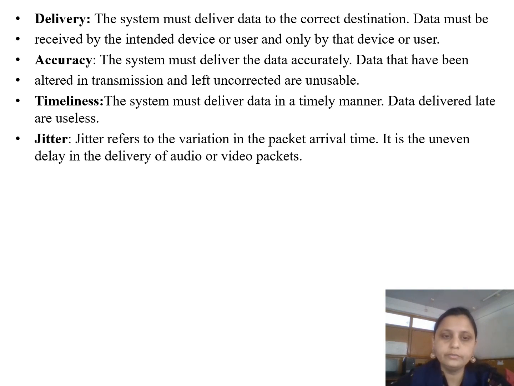And next term is jitter. It is very important. Jitter refers to variation in the packet arrival time. It is the uneven delay in the delivery of audio or video packets. So what is a packet? Packets means a set of messages. So these are the fundamental characteristics of data communication.